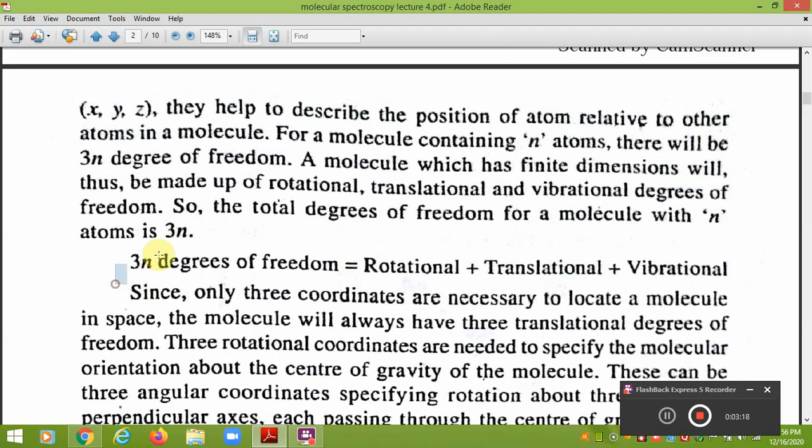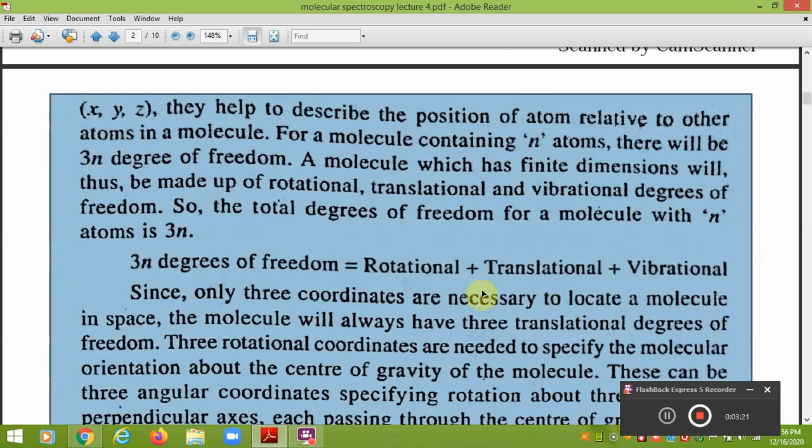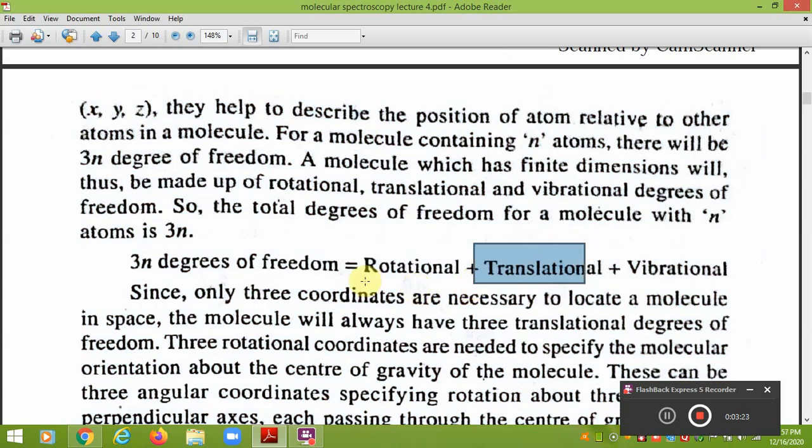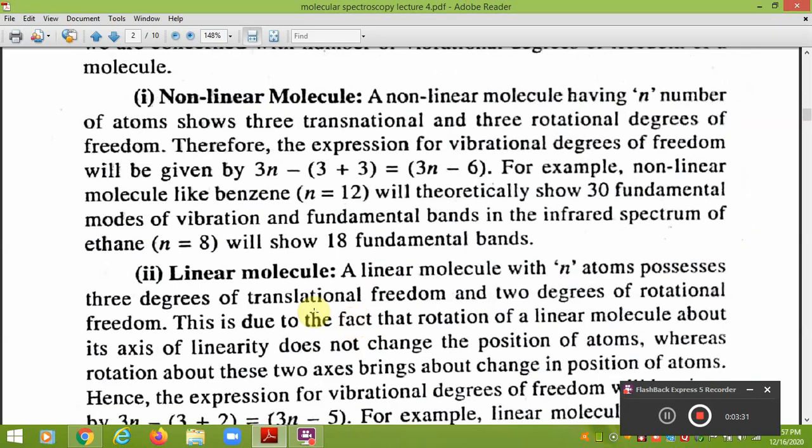And if you use this equation, as this non-linear molecule has 3 translational and 3 rotational out of 3n degrees of freedom, then from this we will be able to calculate the vibrational degrees of freedom. That's why the vibrational degrees of freedom in a non-linear molecule is always 3n minus 3 minus 3, meaning it is always equal to 3n minus 6, where n is the number of atoms present in the non-linear molecule. A non-linear molecule is one in which all atoms are not in one line. That's why it's called non-linear.